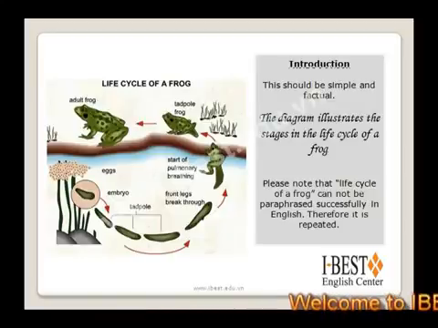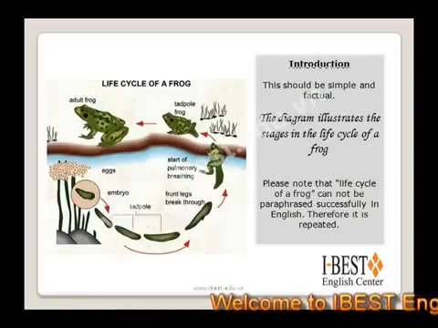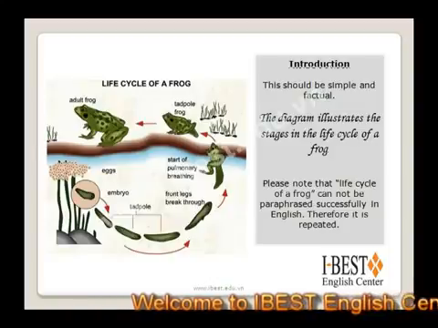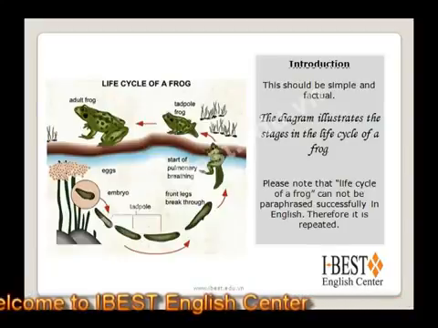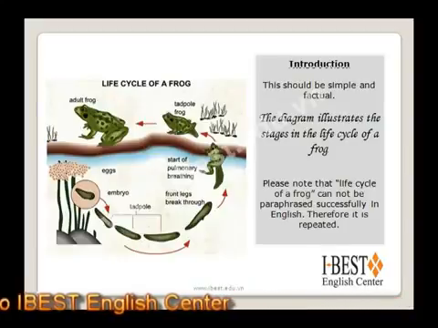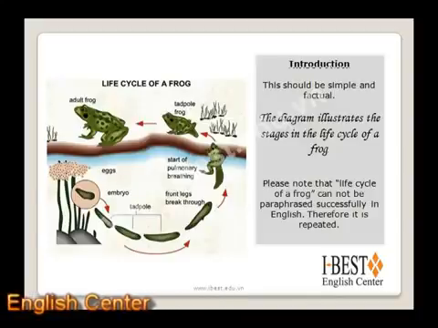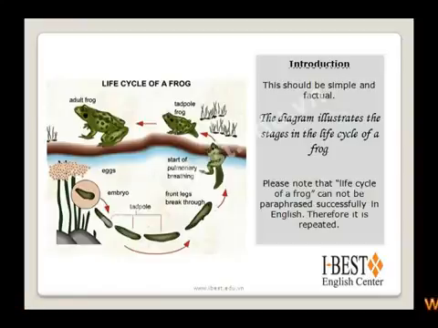The diagram illustrates the stages in the life cycle of a frog. You can see that we start with the diagram. We don't need to alter these words. After that, we have a verb, illustrates. You could also use gives information about or shows. After that, you need to explain what the diagram is. And in this case, it is the stages in the life cycle of a frog.